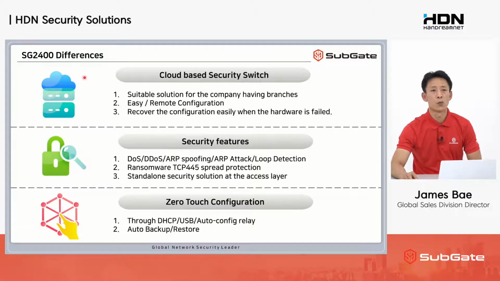What is the difference from the traditional secure switch, which is the 2100 series? We have three. Number one, cloud-based secure switch. Number two, security feature. Again, we are able to detect ransomware and provide TCP/445 spread protection. Number three, zero-touch configuration. Depending on the situation, DHCP environment, USB environment, or auto-config environment, you can select any simple one and make it up and running.